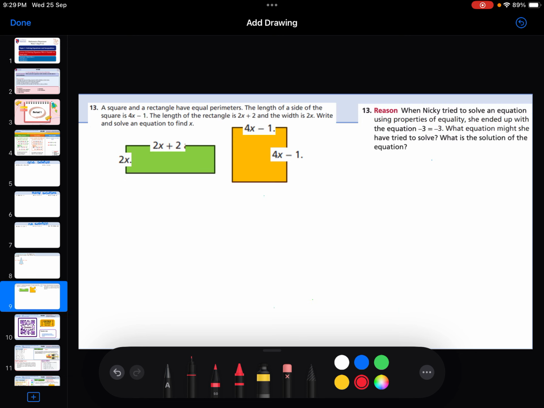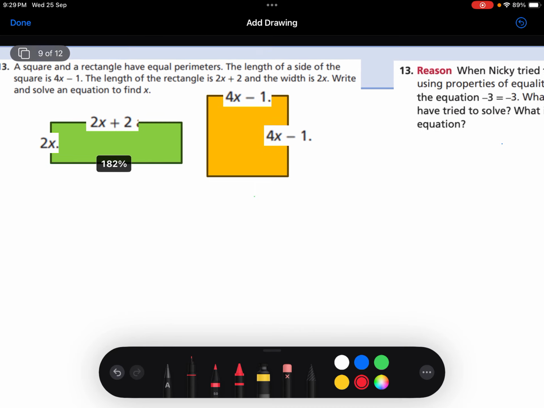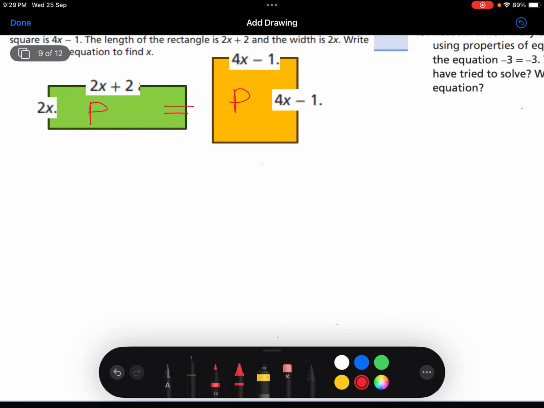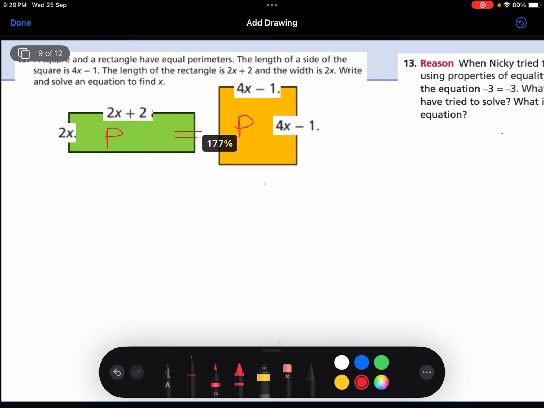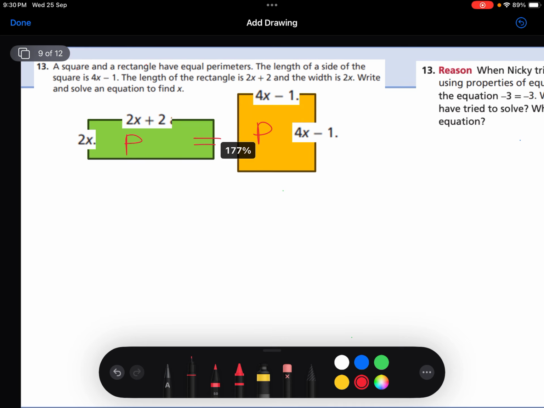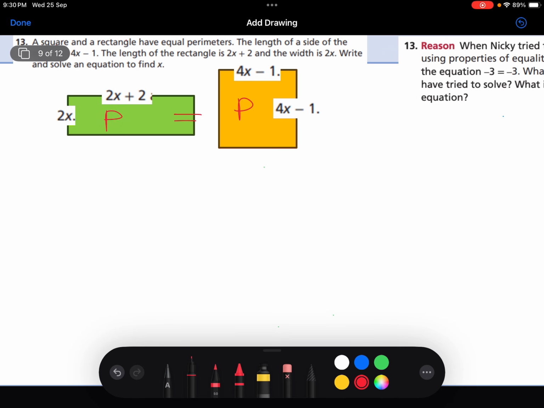Let's do this one. Okay? Here they are saying a square and a rectangle have equal perimeters. So the perimeter of this one equals the perimeter of this one. The length of a side of the square is 4x minus 1, and the sides of the rectangle are 2x plus 2 and 2x. Write and solve an equation to find the value of x. They want us to find x.